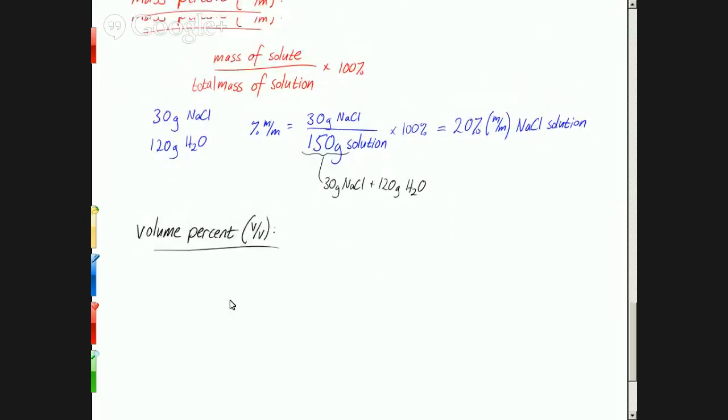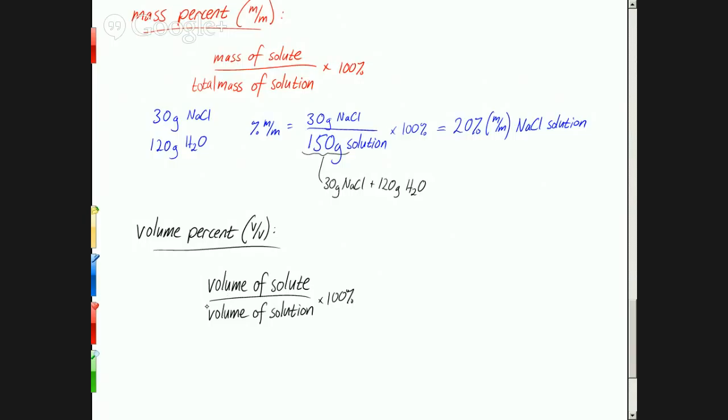And as you might expect, this is very similar to the mass one, just with volume instead. So volume percent is volume of solute divided by the volume of solution. Yes, the total volume of the solution.